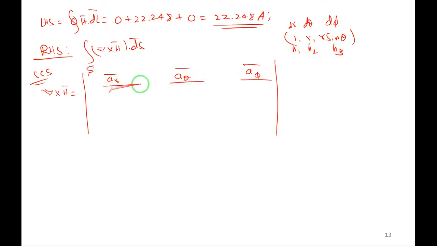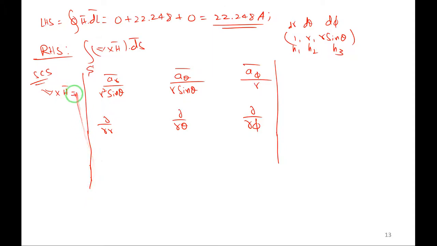Scale factors h1, h2, h3. So ar divided by h2 h3. h2 h3 means r into r sin theta, so r square sin theta. Next divided by h3 h1. h3 is r sin theta, h1 is 1, so r sin theta. h2 h3 is over, h3 h1 is over. Next h1 h2, 1 into r. I hope you got it. Already I told you how to write the formula while telling the curl. Then dou by dou r, dou by dou theta, dou by dou phi in spherical.